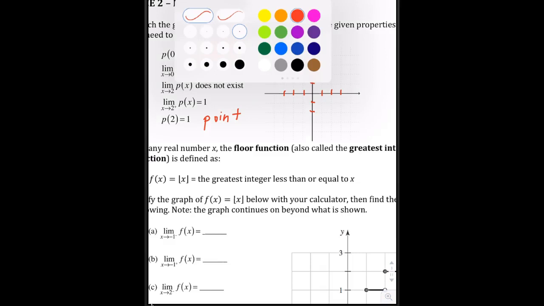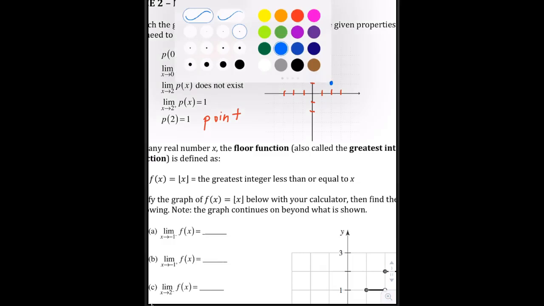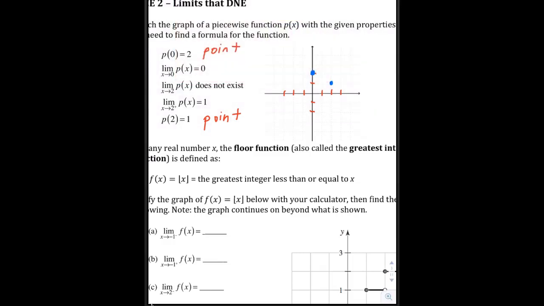Let's choose another color. Let's say blue. Right, so there's a point, right? That would be P of 0 is 2. Then the other one is, I've got P of 2 is equal to 1. So that would be here. So those are definite points on our graph. So let me just make some markings. This is 2, this is 1, and this is 2.